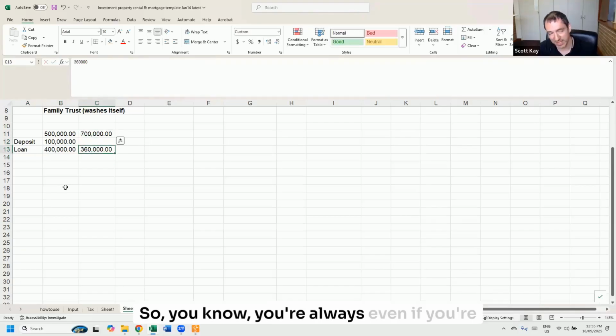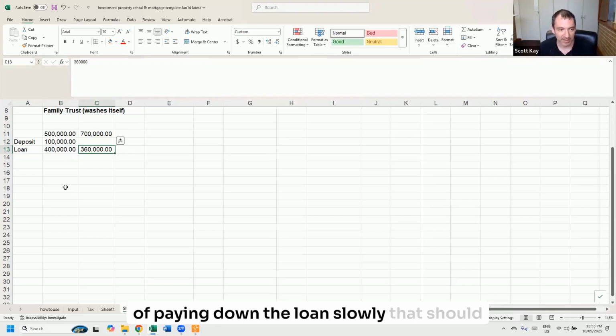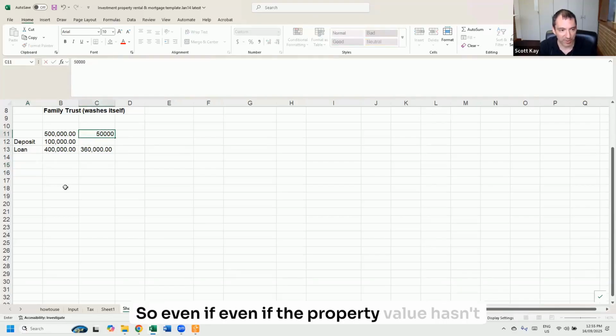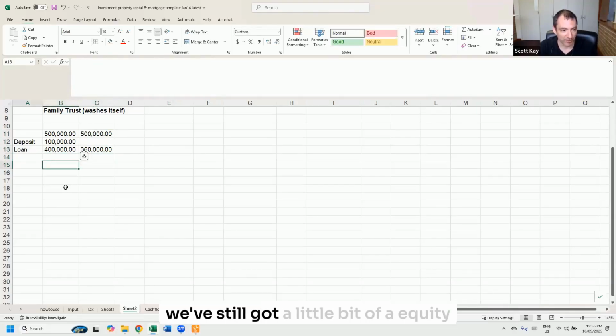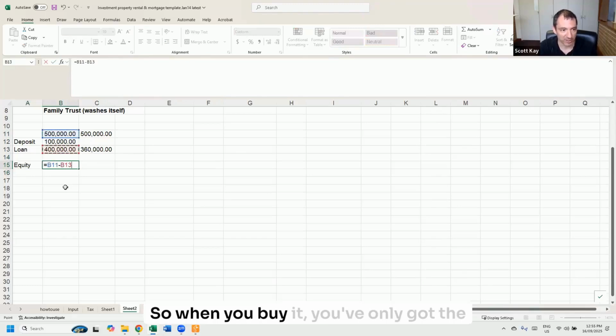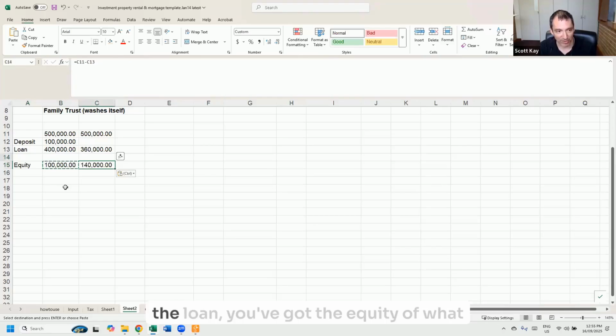So even if you're not getting ahead with property, you've always got this forced saving aspect of paying down the loan slowly, which you should get back when you sell it or refinance. So even if the property value hasn't increased, we've still got a little bit of an equity gain. When you buy it, you only have the equity of your deposit. If it doesn't go up, but you're paying down the loan, you've got the equity of what you've paid down in principal.